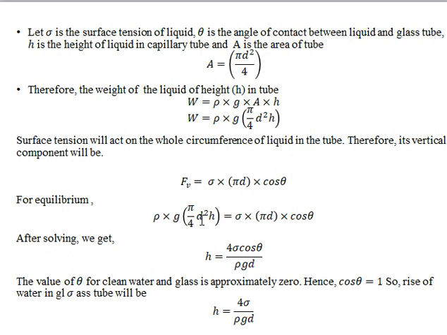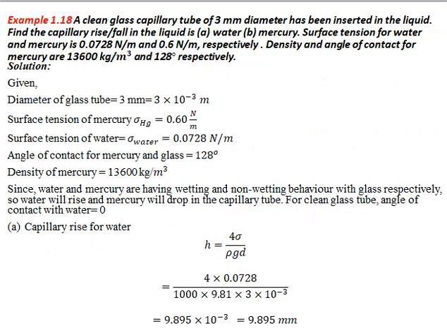The value of theta for clean water and glass is approximately 0. Hence, cos theta will take a value of 1. So, the rise of the water in a glass tube will be given by h equals 4 sigma by rho g d.